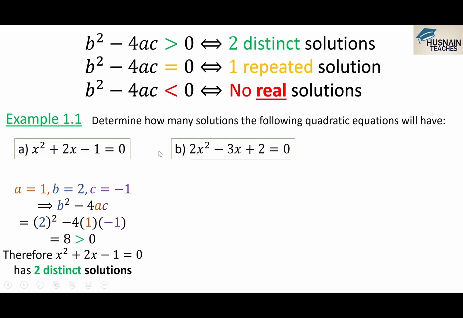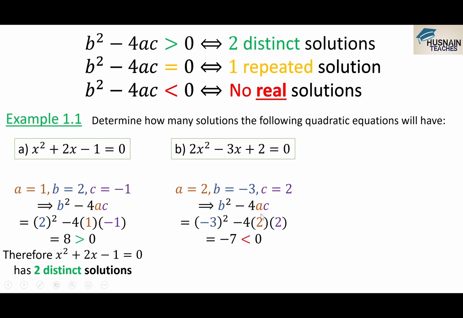Let's have another one. This time, just like previously, we're going to write out our values. a equals 2, b equals minus 3, and c equals 2. And then we're just going to substitute the values into our expression for the discriminant. Make sure you use brackets around any negative values, especially. It's a common mistake I see a lot. Don't do that. It's not good. You're going to expand this and simplify, and of course, you get a negative number because you have 9 minus 16, which is less than 0. Therefore, we can see that this quadratic has no real solutions.